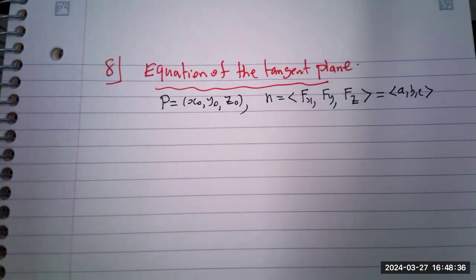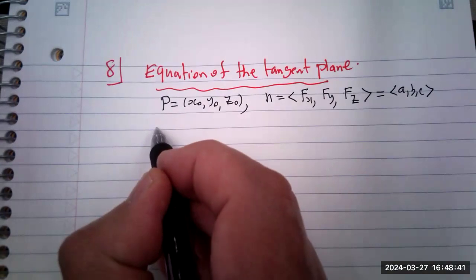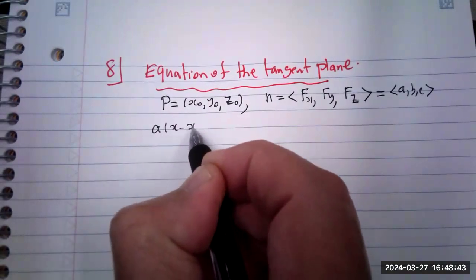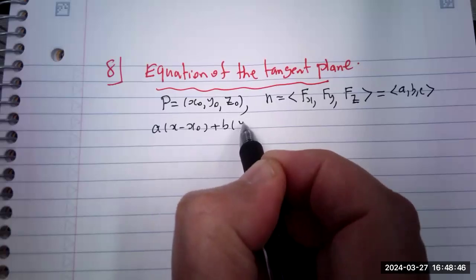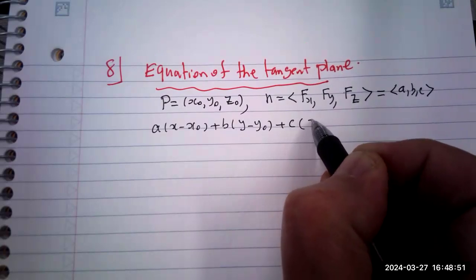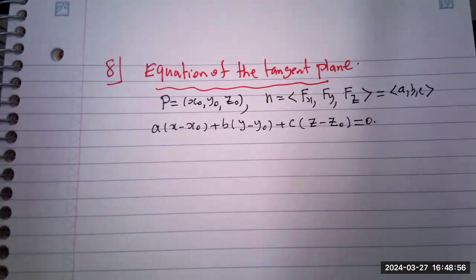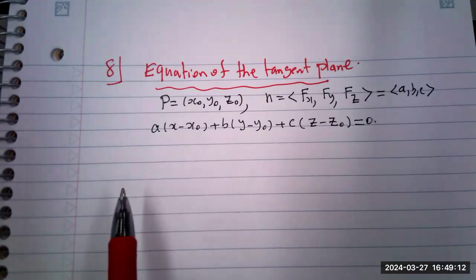If you have it, then your equation would be simply what? Your equation would be a times x minus x0 plus b times y minus y0 plus c times z minus z0 equal to 0. And then you simplify it. So that would be the idea. Your function representation may be in 2 different formats, directly given as an explicit function or an implicit one.